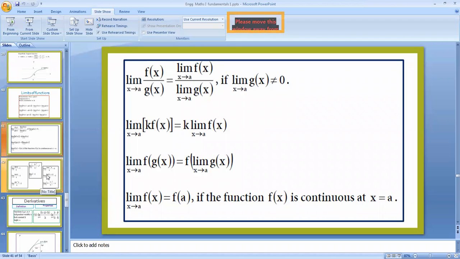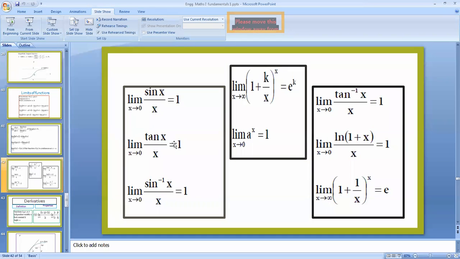Okay. See the next. So here in limit, there are some simple results. So what are the results in the limit? So the limit of sin x upon x as x tends to 0 is 1. And last time I already discussed with you how to get that 1 for the function sin x upon x as x tends to 0.